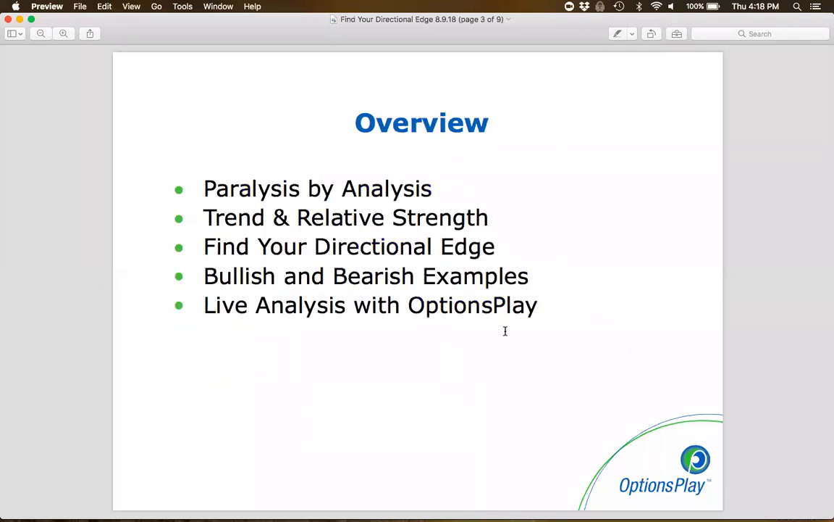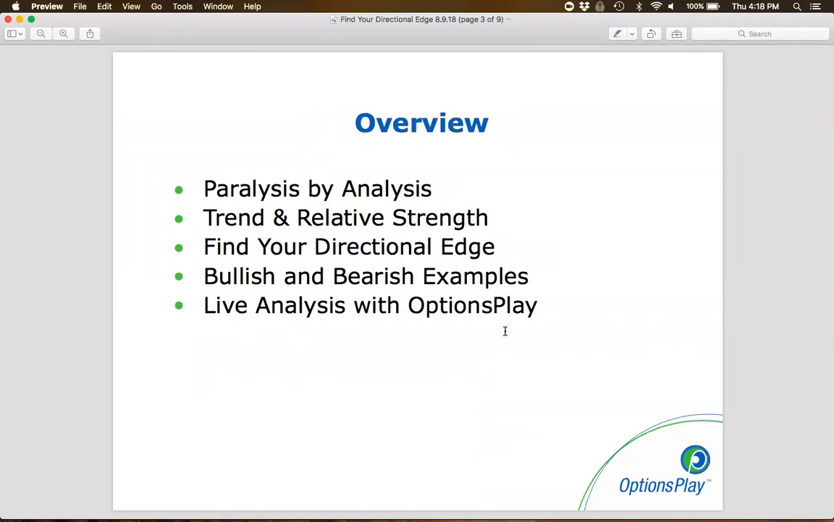So today, what I really want to do is spend the time talking about this concept of paralysis by analysis. There's just so many things that we look at as traders, and not only in our trading space, but also pretty much in all other aspects of our lives. We are simply bombarded with information. So the question is, how do we actually distill all that information into something that's useful? And that's really what I want to spend the time talking about.